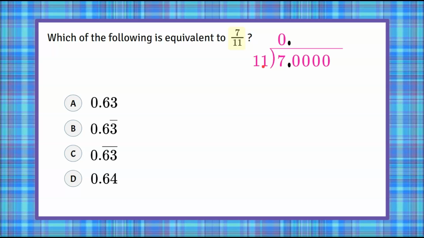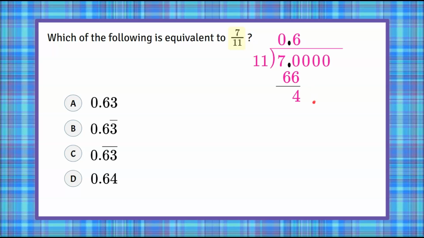All right. 11 goes into 70 6 times. 6 times 11 is 66. 70 subtract 66 is 4. I'd like to mention here that this question, if I asked students, they would never have access to a calculator. They would need to be able to do this long division on their own.